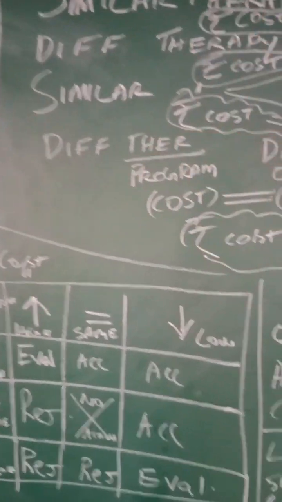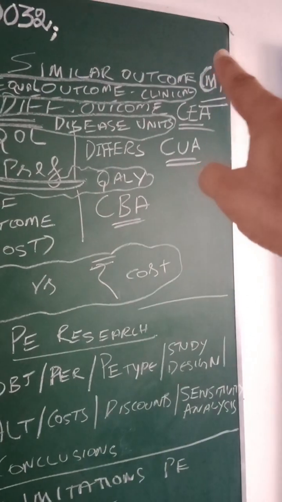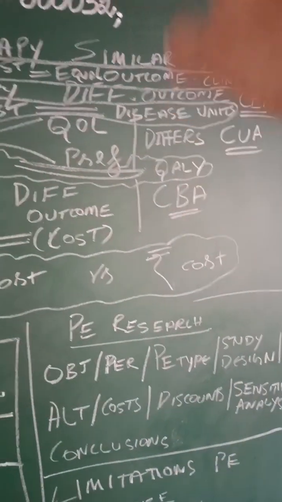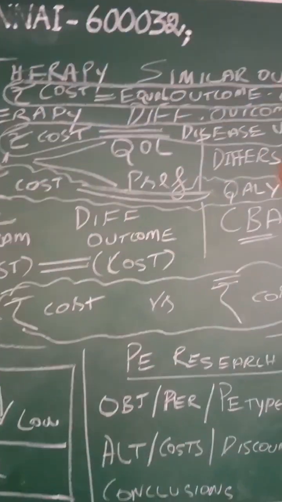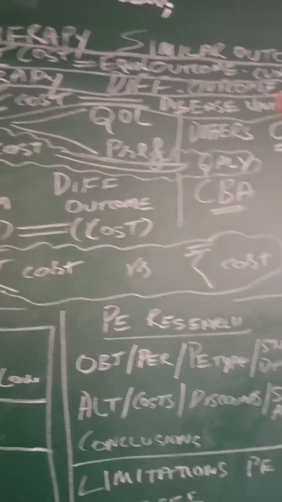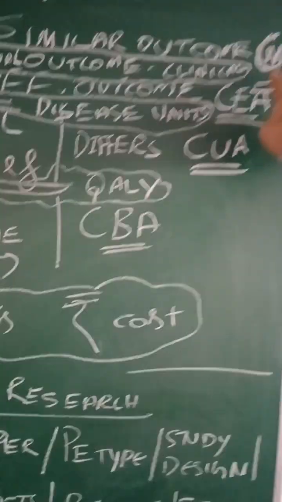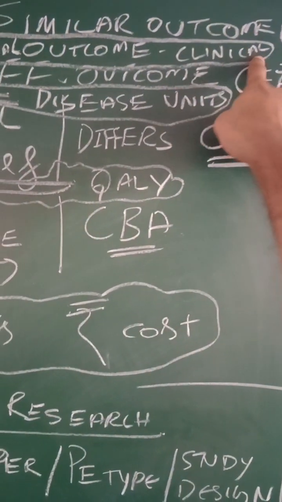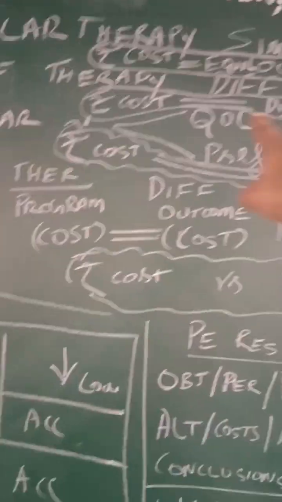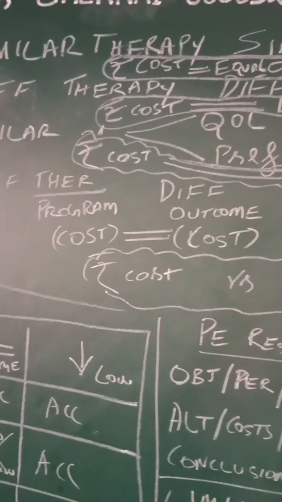Now, if this is just a comparison, where the therapy is similar and the outcomes are also going to be similar, but the cost is different, then the cost is compared with the clinical outcome, whereas the clinical outcome is considered to be fixed in CMA. In CMA, the cost is going to be different, whereas the outcome is considered to be fixed. Then we follow CMA.